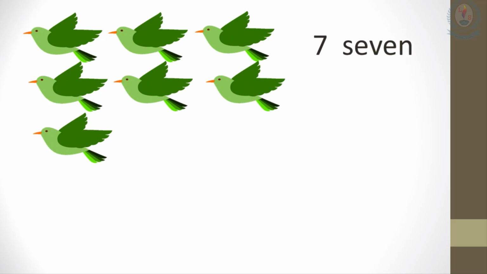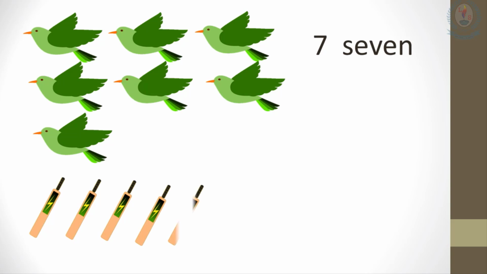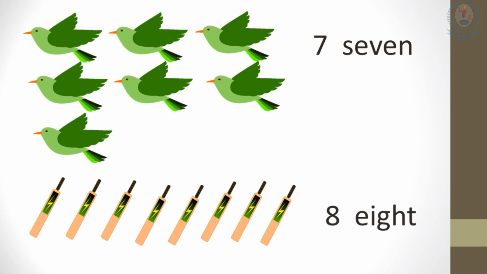Let's count the next number. 1, 2, 3, 4, 5, 6, 7. It's number 7. There are 7 birds. Then what is the number after 7, children? 1, 2, 3, 4, 5, 6, 7, 8. There are 8 bats. So it's number 8.